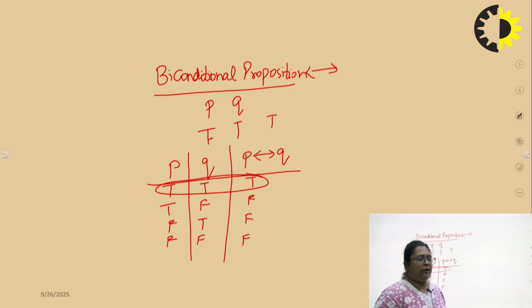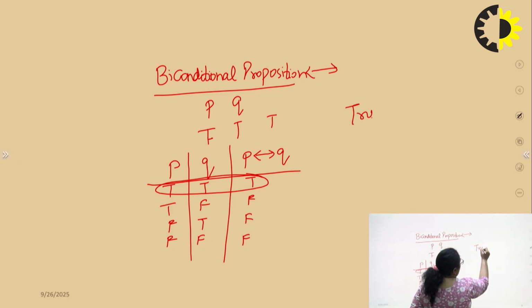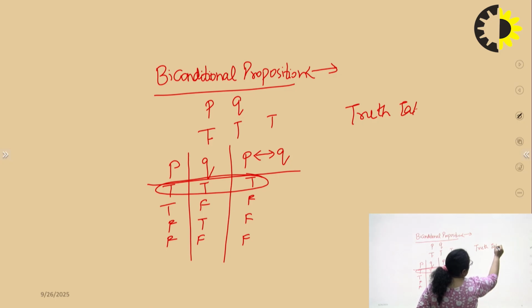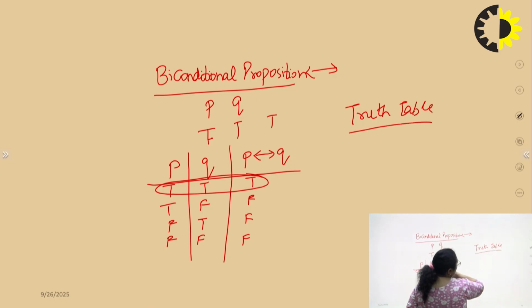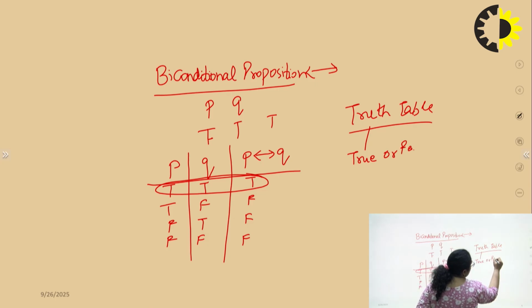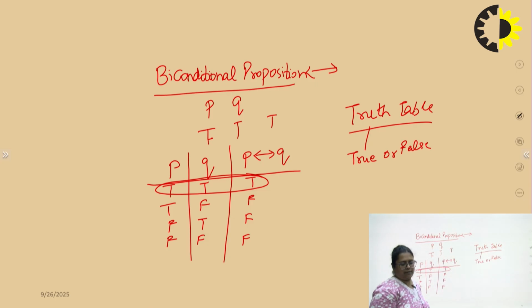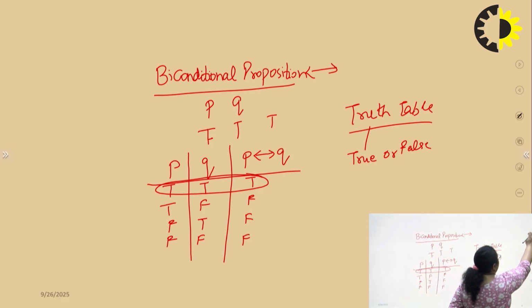So what is a truth table? A truth table is a table. As far as we are studying truth tables, a truth table contains values that are either true or false. Now let us take an example of constructing a truth table.